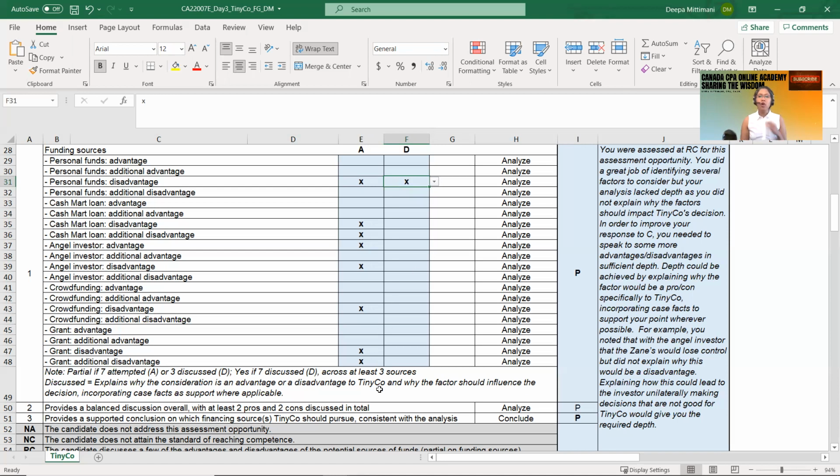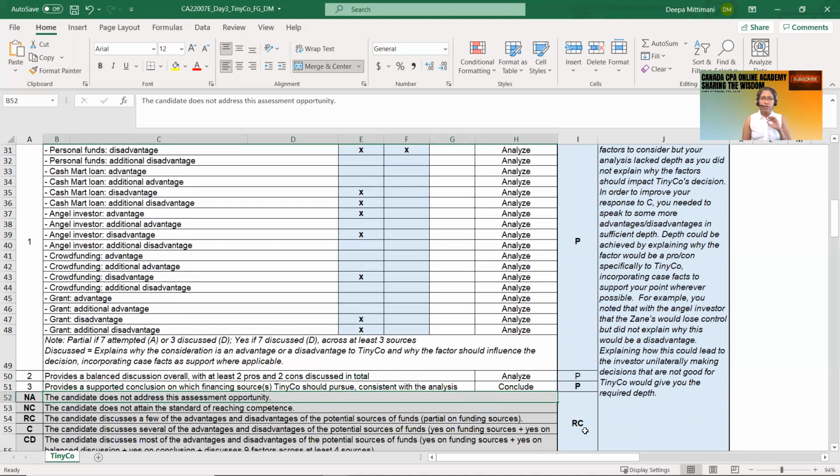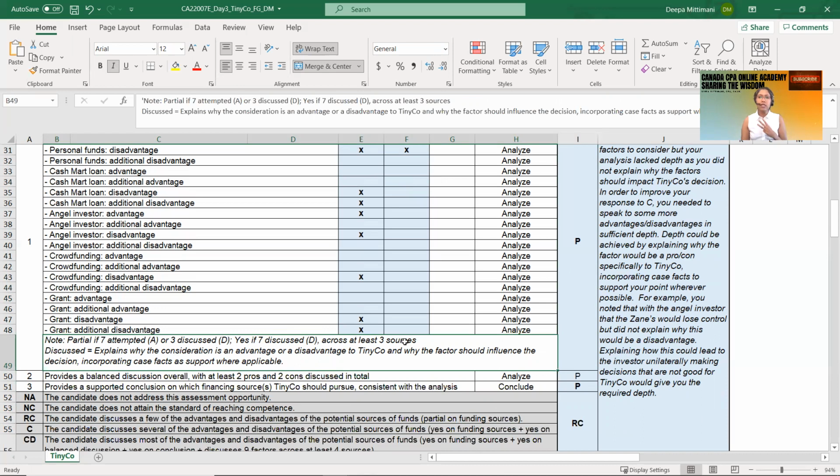Now, what makes it C? I scored RC for this AO. My initial thought is, okay, I scored RC, so what makes it C? You will see that the candidate discusses several of the advantages and disadvantages of the potential sources of funds. And when do you get that? C is yes on funding sources and yes on balanced discussion. So yes on funding sources. Now, how do I get yes? You get yes if 7 are discussed across at least 3 sources.